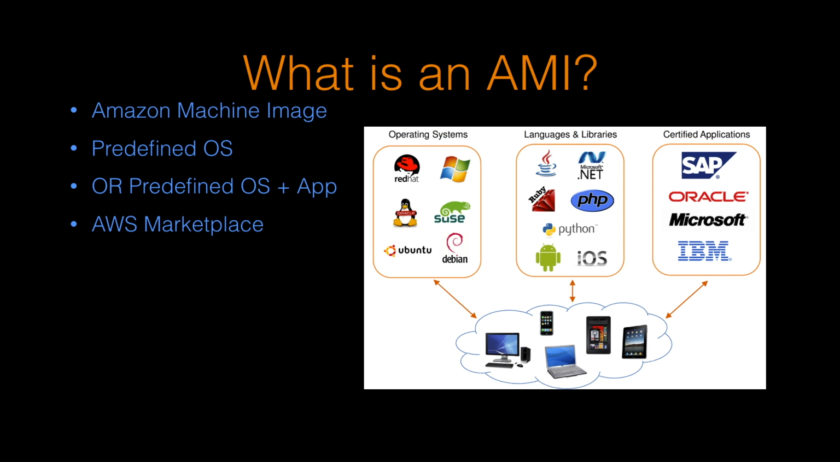What is an AMI? An AMI stands for Amazon Machine Image. With an Amazon Machine Image, you can have a predefined operating system, or you can have a predefined operating system plus application. You can also use the AWS Marketplace and pay per hour for software from several different vendors worldwide. As you can see here from the picture on the right, operating systems, different languages and libraries, and certified applications.